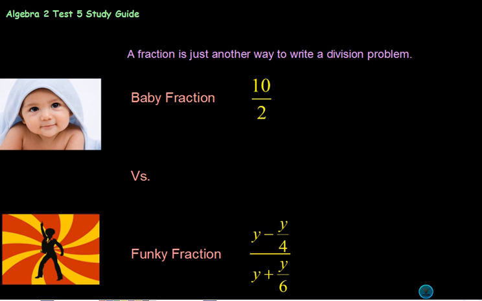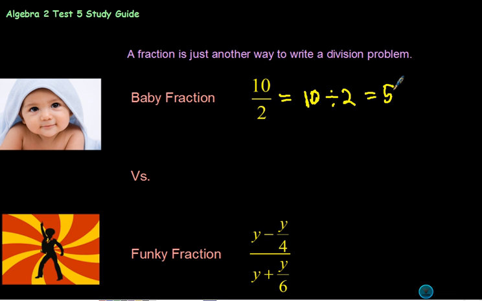All right, number 10, last question here. And again, just kind of set this up. I just wanted to remind you that a fraction is just another way to write a division problem. So think about a baby fraction, like 10 over 2, for instance. That bar means division. So that also could be written as 10 divided by 2, right? Which of course would be 5.